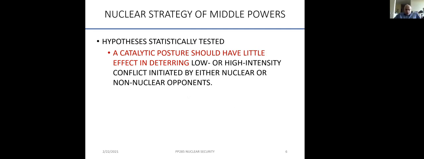Narang went through a lot of statistical testing of the hypotheses of the value of these three concepts. And he asserted that a catalytic posture, that was the first one, would have little effect in deterring a low or high intensity conflict initiated by either nuclear or non-nuclear opponents. So it's interesting, he doubts that the Israeli approach would have deterred the Arab states from an initial attack. Next.